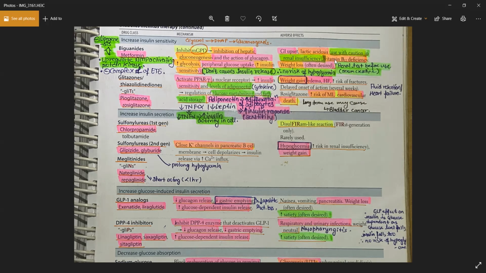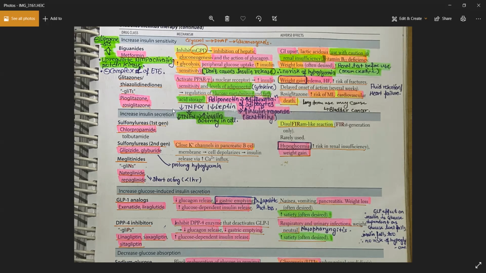Vitamin B12 deficiency happens after very prolonged use of metformin. Weight loss happens and is often desired. Metformin does not cause hypoglycemia because it does not cause insulin release. It is just promoting insulin sensitivity, inhibiting gluconeogenesis, promoting glycolysis, and inhibiting lipogenesis, but it does not cause hypoglycemia because it does not cause insulin release. So there is no risk of hypoglycemia. Any doubt on metformin?